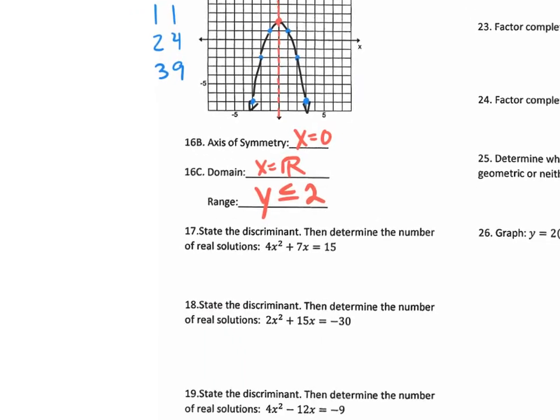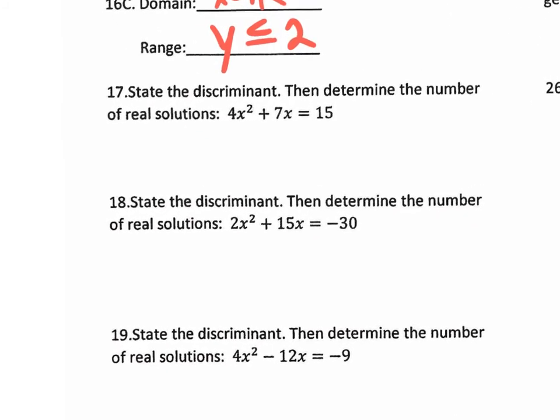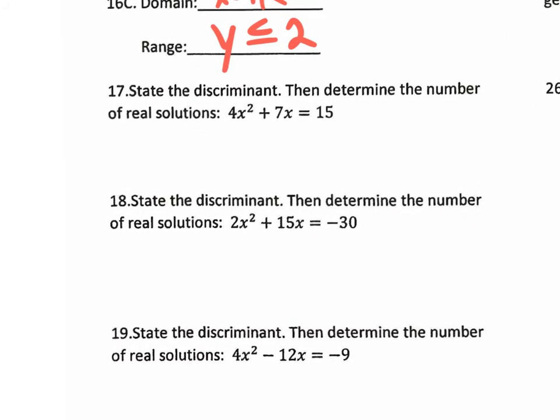Let's move on to number 17 here. State the discriminant. What is the discriminant? The discriminant is b squared minus 4ac. That's the value inside the square root of the quadratic formula, just the b squared minus 4ac. Now, the discriminant will tell you if you have one answer, two answers, or no real answers.